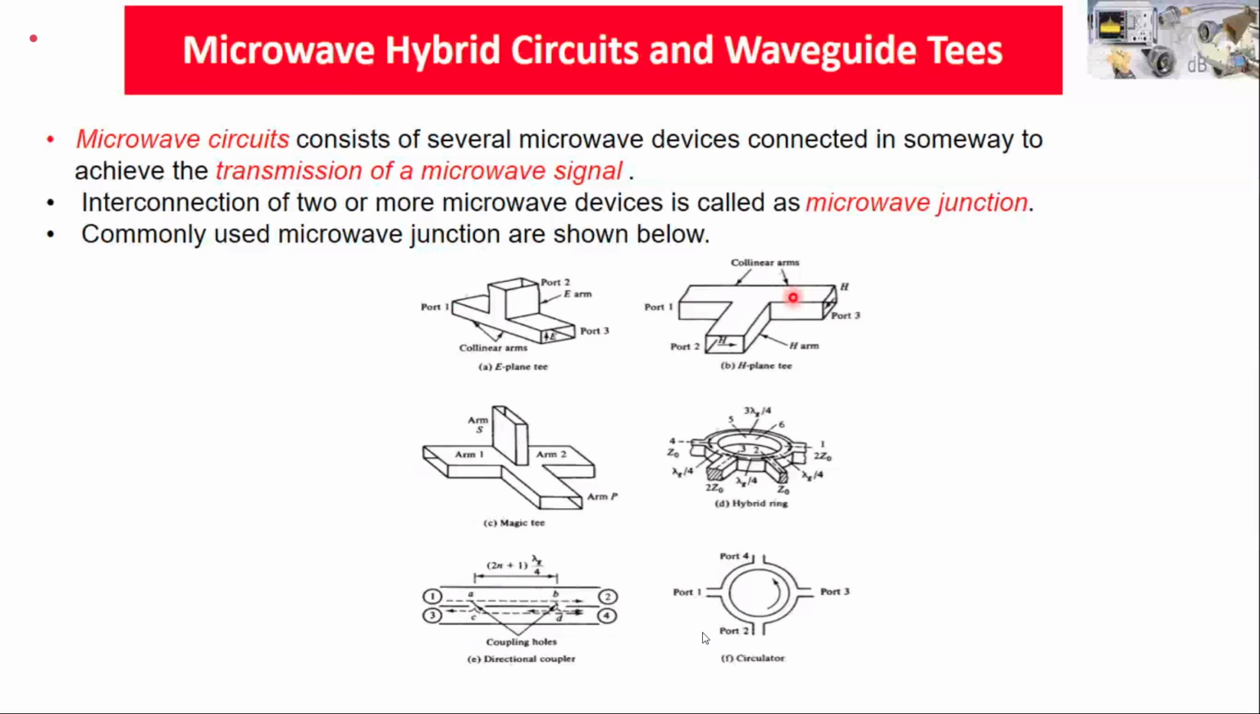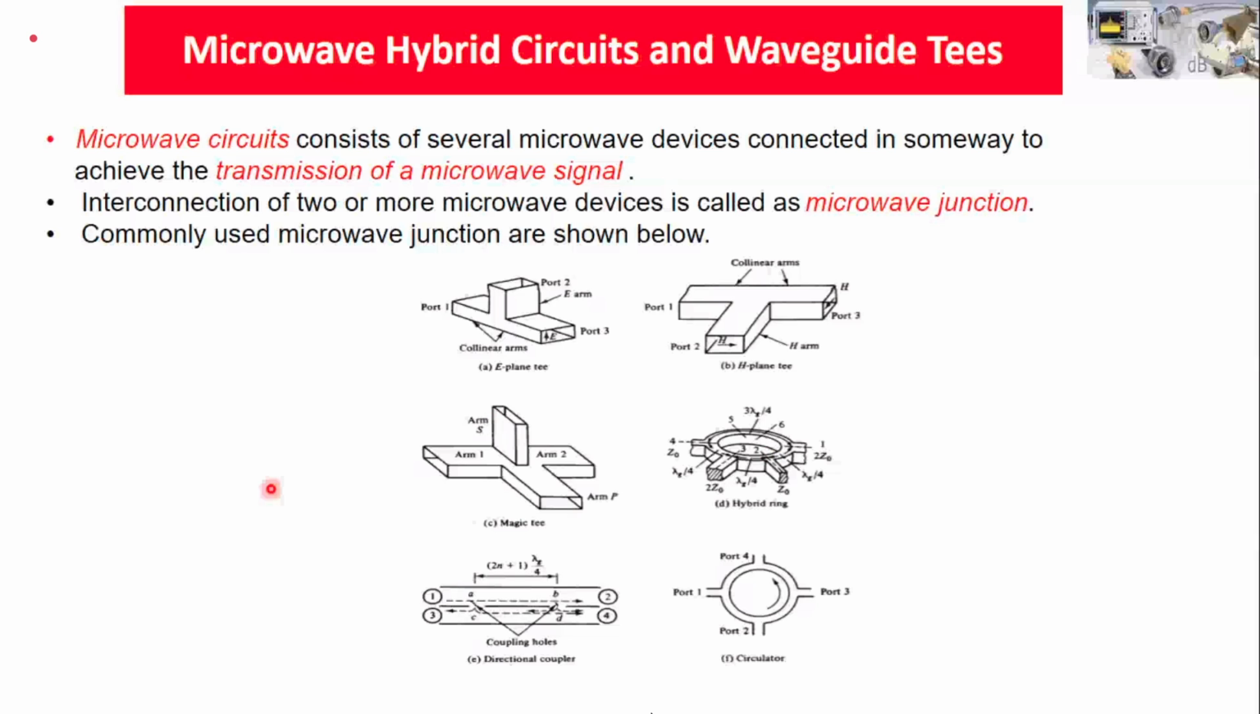Here it is H plane T. Its shape is more or less like H type. Then it is a combination of E and H, magic T. Then a hybrid ring junction. Then again we have different types of junction, directional coupler, then circulators. All these things we'll study one by one.